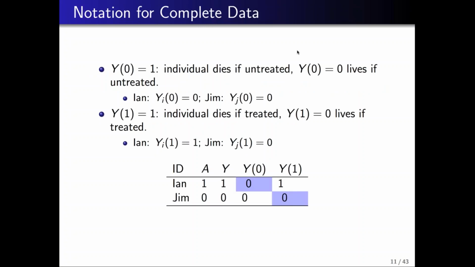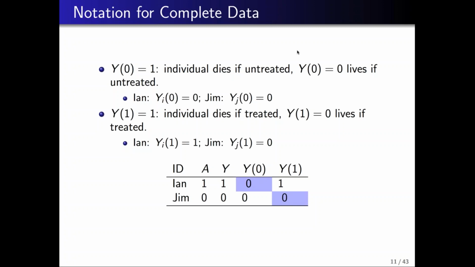So when we talk about causal inference and its mathematical formalization, we talk about 2 additional variables, which are called potential outcomes. For each individual, we define their outcome under treatment and their outcome under no treatment. So we have an outcome Y0. Y0 is 1 if the individual dies if untreated, and Y0 will equal 0 if the individual lives if untreated.